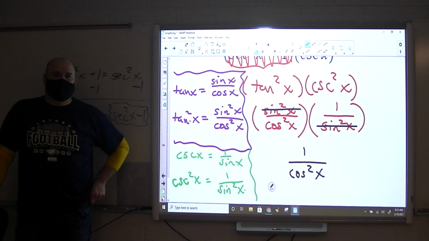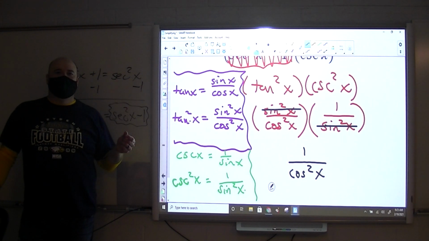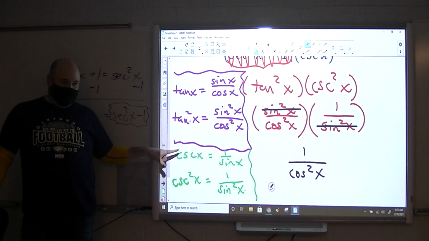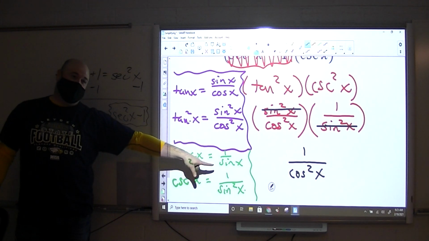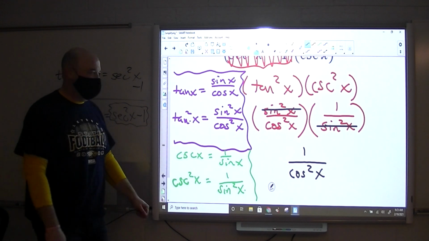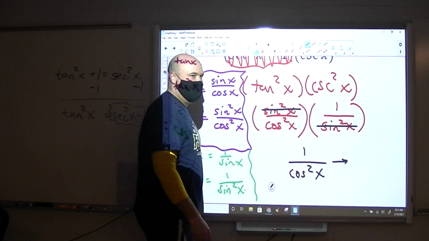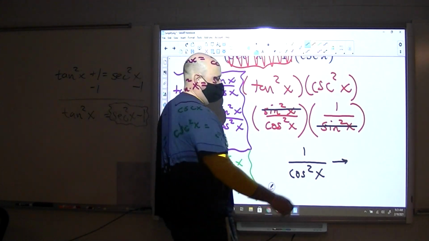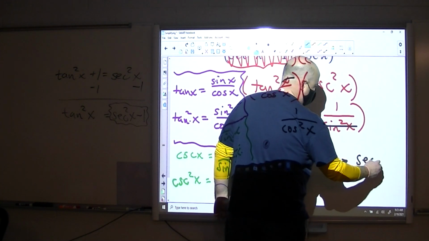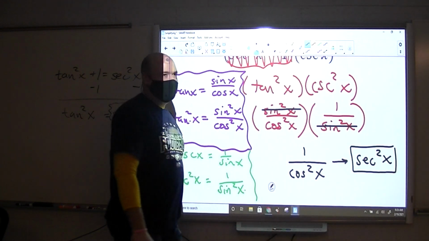But we can make it even just a little bit simpler, right? If cosecant is 1 over sine, and cosecant squared is 1 over sine squared, what is 1 over cosine squared? Right? We have that identity.